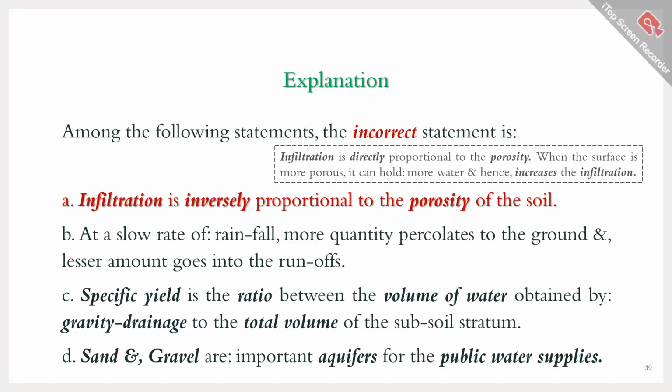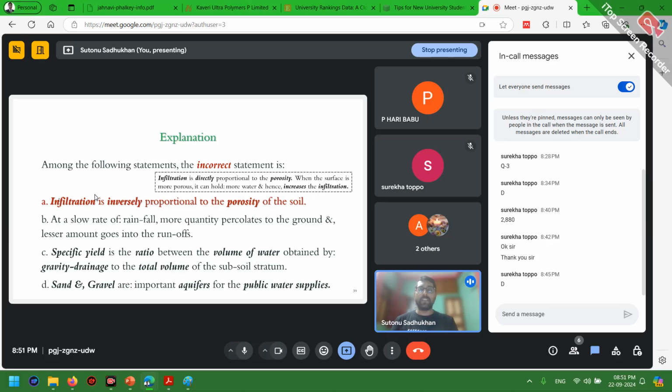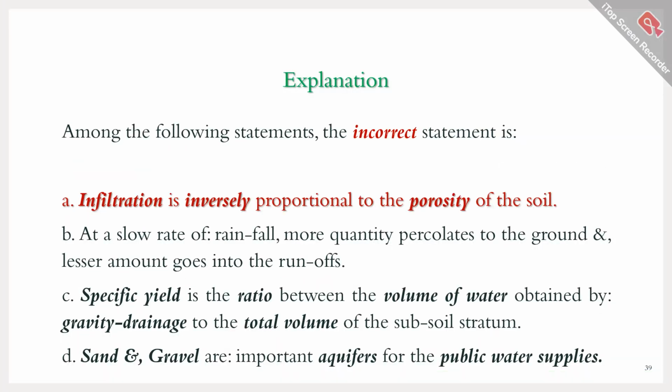So the explanation is as follows. Infiltration is directly proportional to the porosity. When the surface is more porous, it can hold more water and hence increases the infiltration. More porosity means more void area to hold the water. So if the porosity is more, it will increase the infiltration. That's why it is not inversely proportional, it is directly proportional. Option A is incorrect.